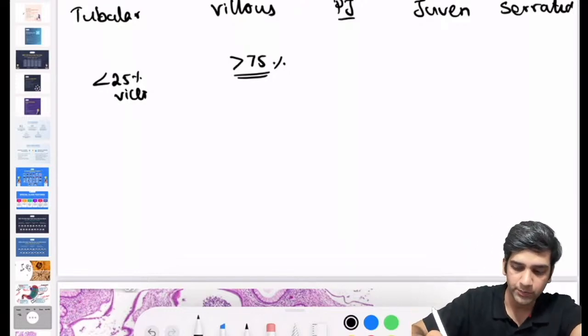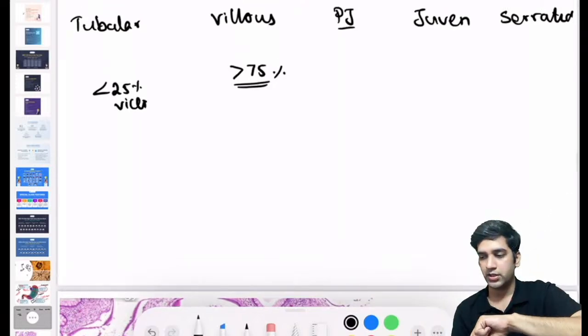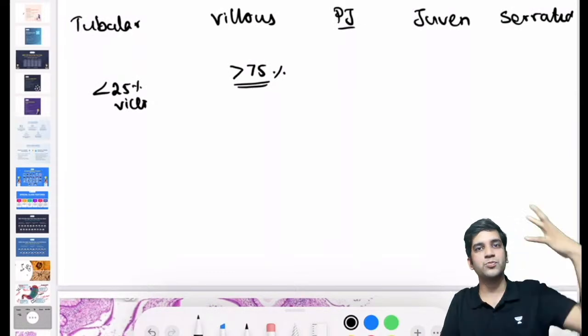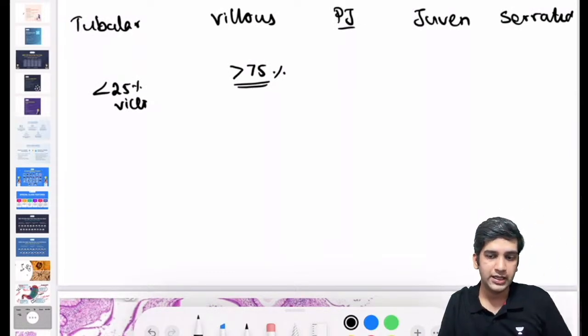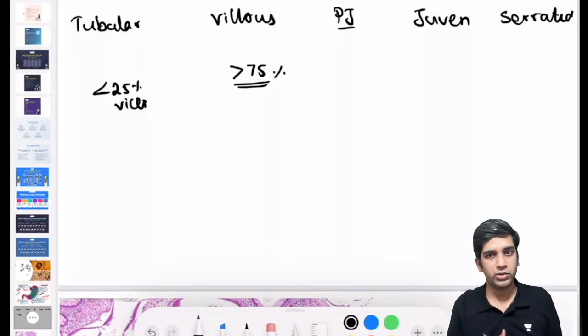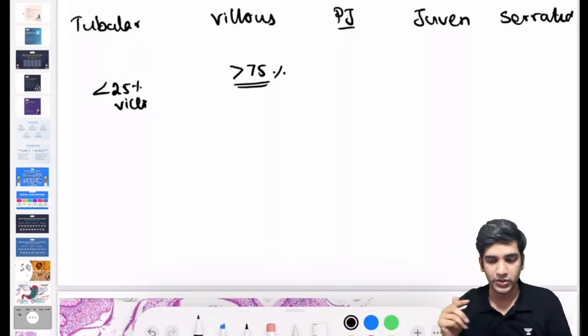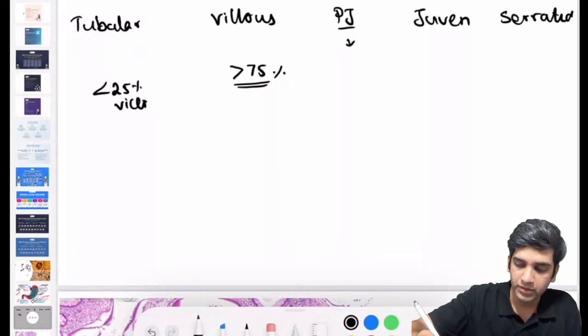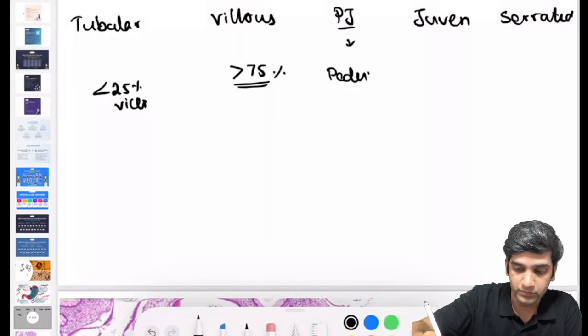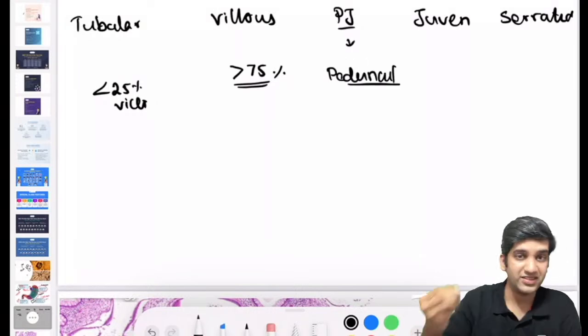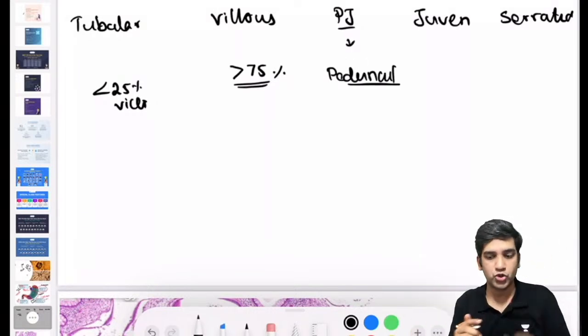Come to Peutz-Jeghers polyp. See, when I say Peutz-Jeghers polyp, all of you know that it's like a Christmas tree, like an arborizing polyp, right? When we look at the Peutz-Jeghers polyp, I'll give you a reason why it looks arborizing and why we call it hamartomatous as well, fine. So Peutz-Jeghers polyp, like you guys said, most will be pedunculated. They'll not be sessile, they'll be pedunculated, which means they'll have a stalk.